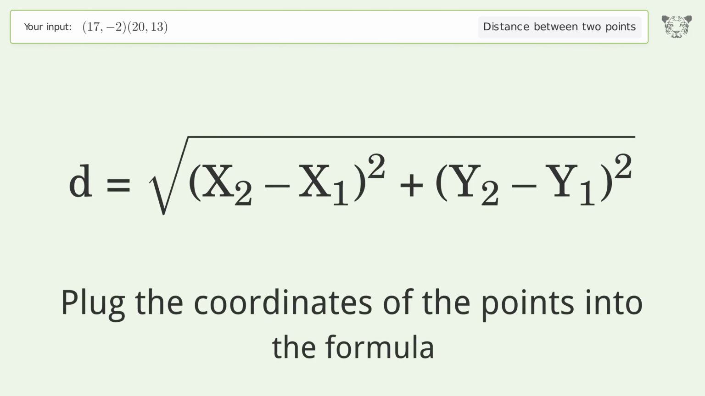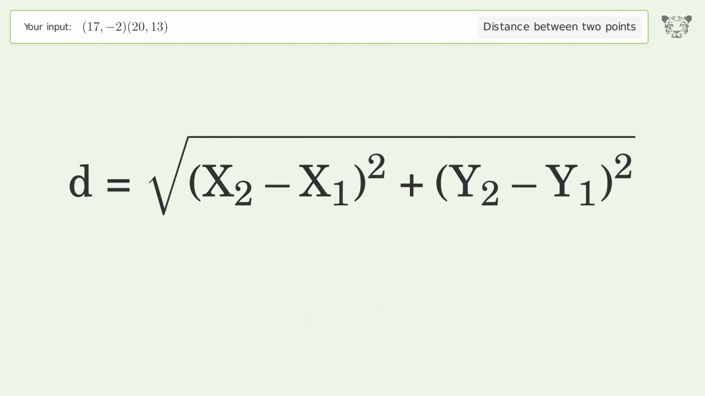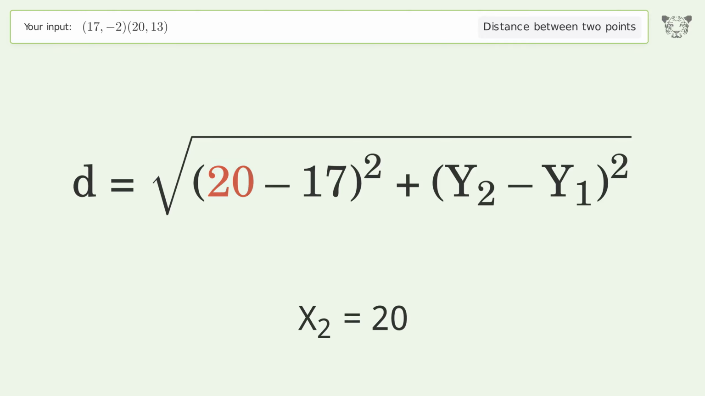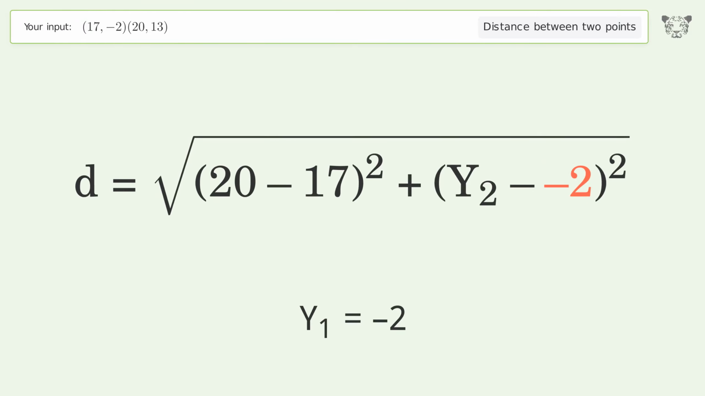Plug the coordinates of the points into the formula. x1 equals 17. x2 equals 20. y1 equals -2. y2 equals 13.